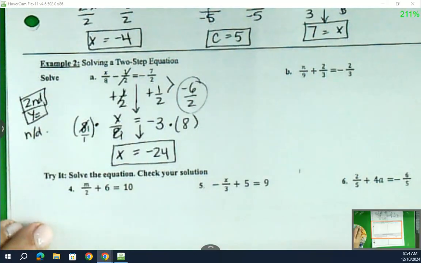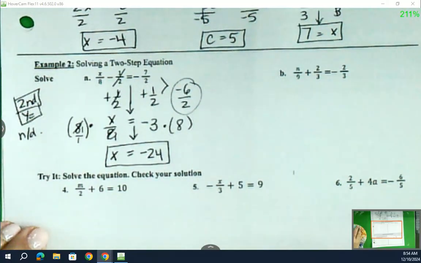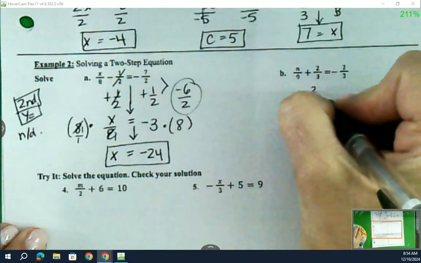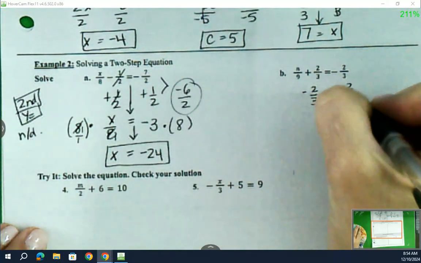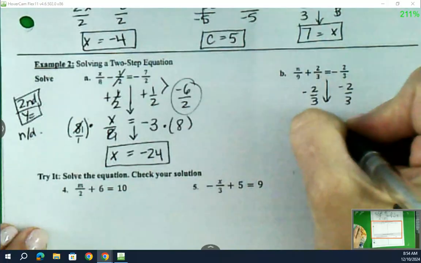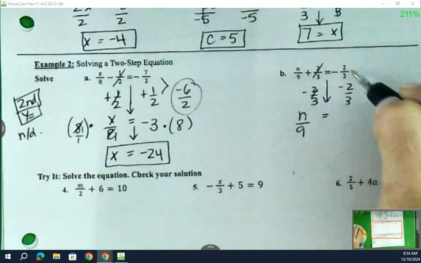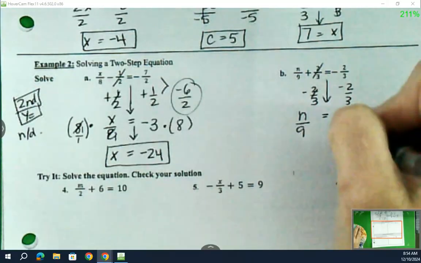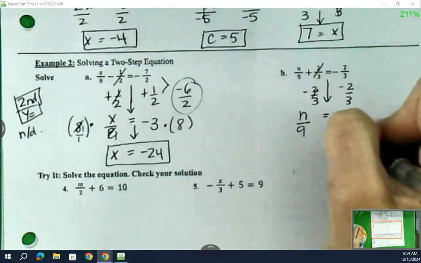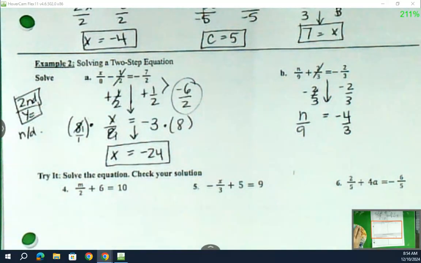Okay, for part B, we have n divided by 9 plus 2/3 equals negative 2/3. So we're going to subtract 2/3 on both sides. And we get n divided by 9. Now we have negative 2/3 minus 2/3. That's going to be altogether negative 4/3. Negative plus negative is more negative.